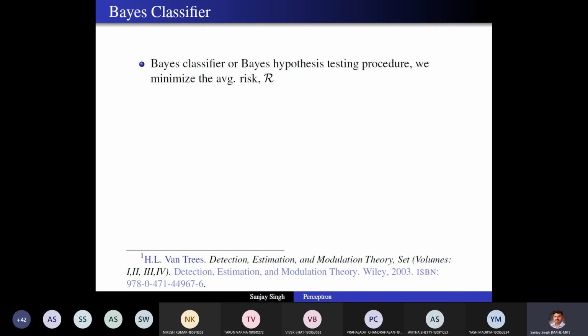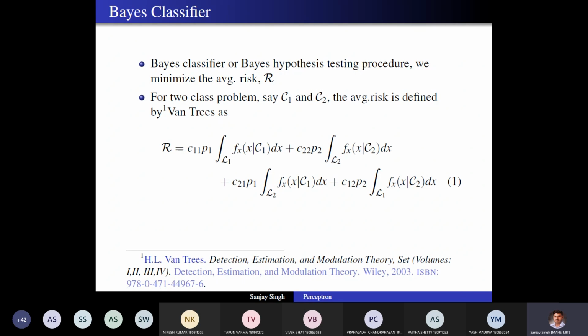So in this Bayes hypothesis testing procedure, we'll talk about something called average risk. This average risk definition is given by Van Trees. Van Trees has given a series of books, you can see from volume 1 to volume 4. Basically, in ENC, we have studied this part. Those are nothing but detection, estimation, and modulation theory, particularly related to communication theory, in particular statistical communication theory. So the same idea has been taken from Van Trees's book, and this is what is called Bayes risk. Now, what do you mean by the risk? Just hold on, I'll explain this.